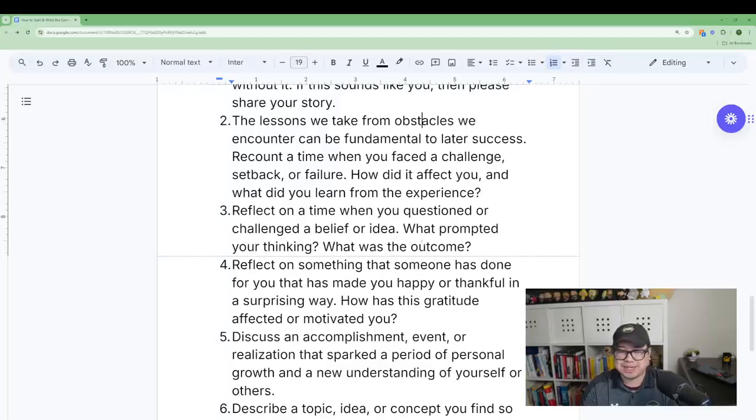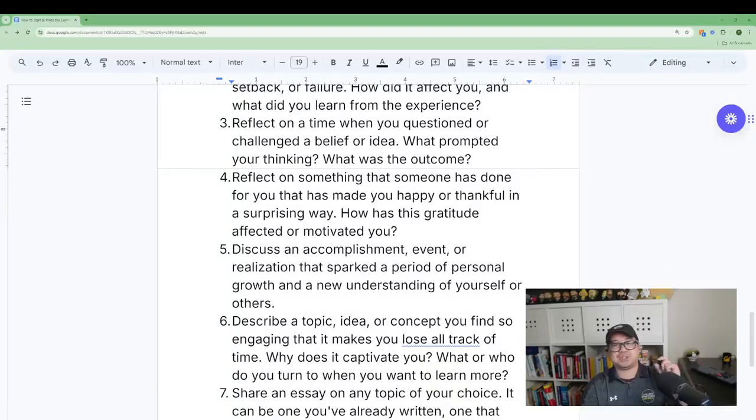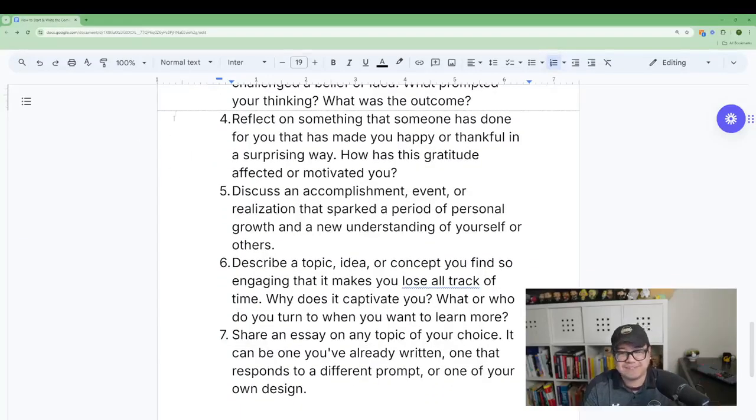Next one, reflect on a time when you questioned or challenged a belief or idea. What prompted your thinking? What was the outcome? Next one, reflect on something that someone has done for you that made you happy or thankful in a surprising way. How has gratitude affected or motivated you? Discuss an accomplishment, event, or realization that sparked a period of personal growth and a new understanding of yourself or others.